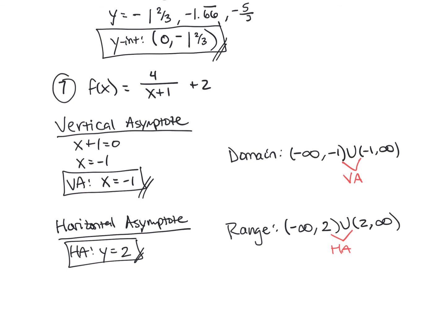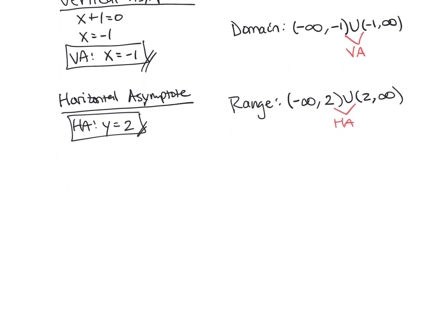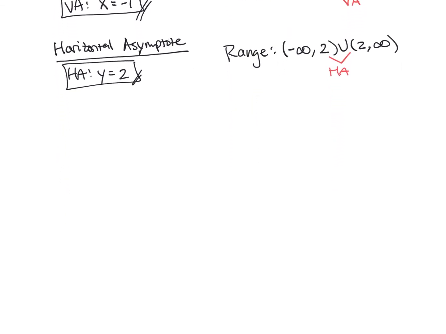Lastly, we're going to find the x-intercept and y-intercept, and those are all of our features. Again, these can be found pretty quickly. The more you practice, I'm hoping the easier this gets. So I'll move this up a little bit. Just a reminder, for the x-intercept, you set the whole equation equal to 0 and solve. So we're going to have 0 is equal to 4 over x plus 1, plus 2.